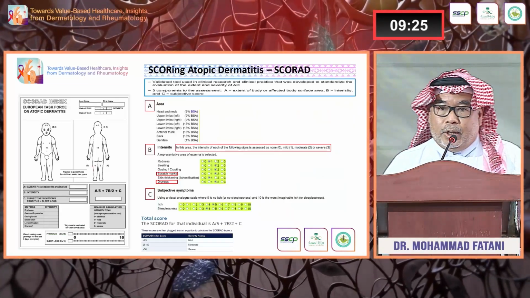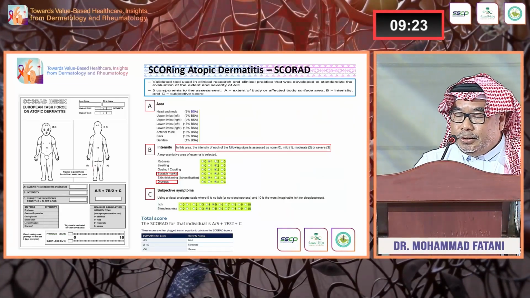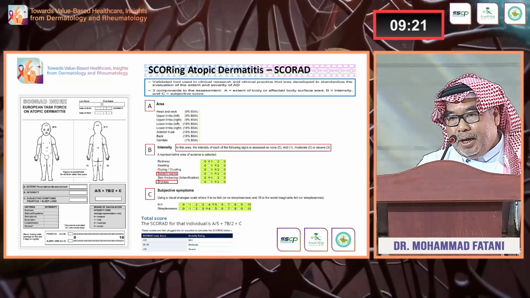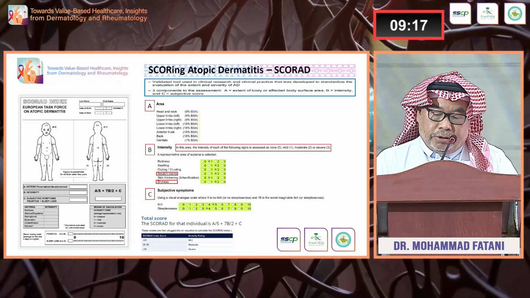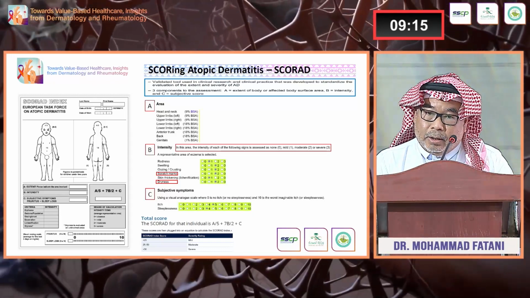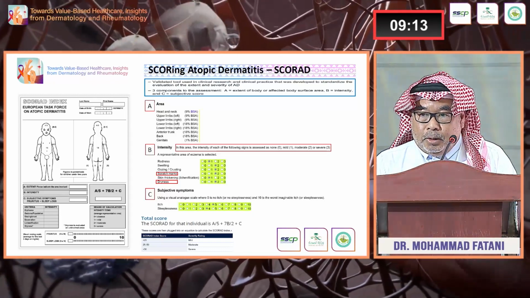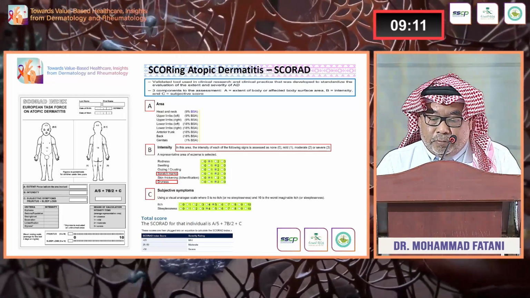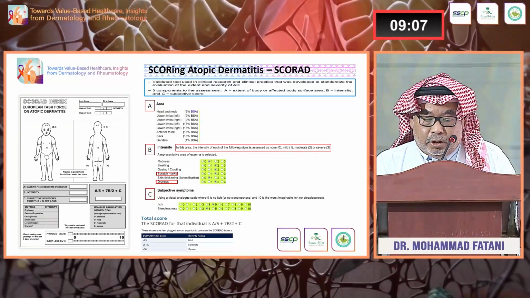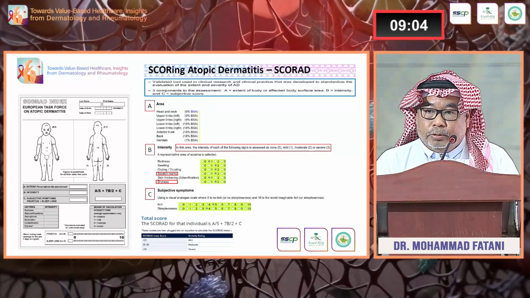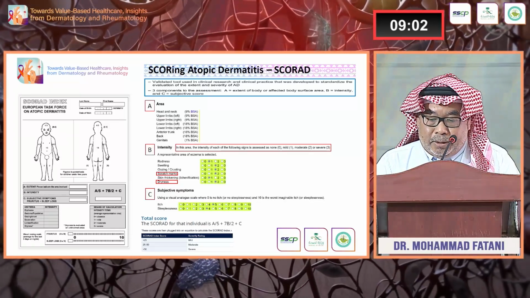What about the SCORAD? The SCORAD is similar to the EASI regarding the signs, but it adds other signs which are not mentioned in the EASI score, which are scratch marks and also dryness. And also in the EASI, we are not looking for the subjective symptoms. In SCORAD, we are looking for the itching and also the sleep loss.